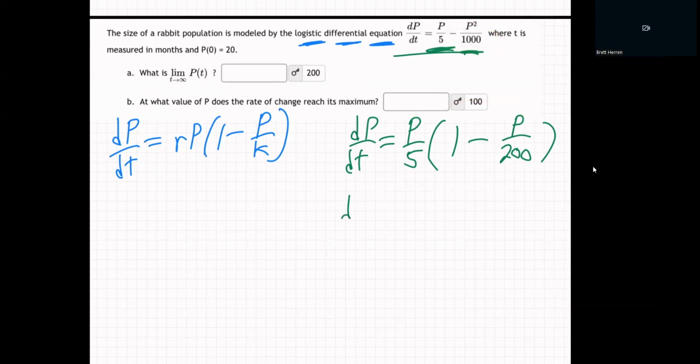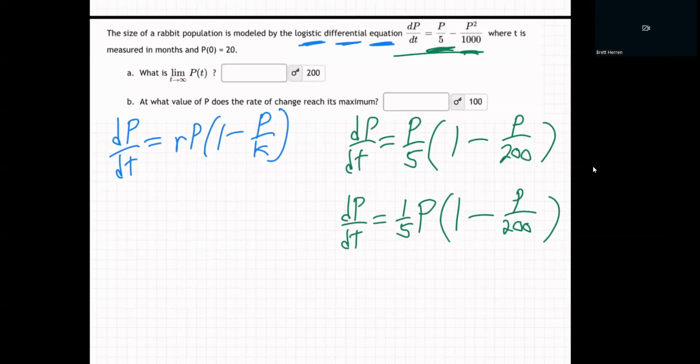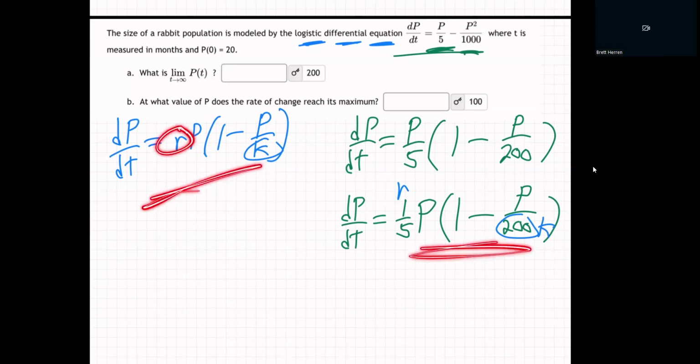Let me do one more step to really make it look like this one does. That's really 1/5 P, same thing, times 1 minus P over 200. Isn't that nice? Now it really looks like this. And you can just say, oh, so this is the r, and this is the K. It looks just like this one. I gave it a new look, removed the wrinkles so that it matches this, and then I can tell what r is. I can tell what K is.